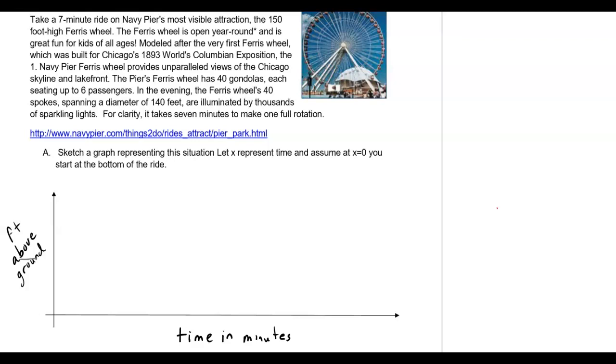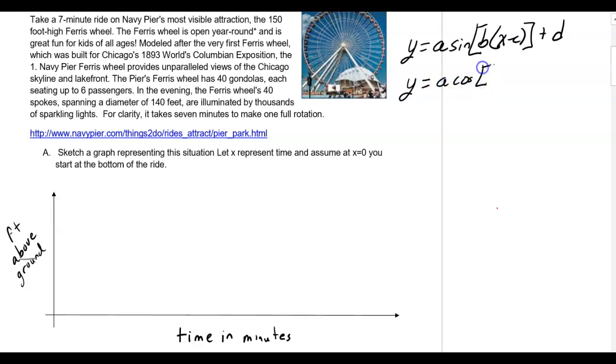Hello, honors pre-calculus students. Today's learning target is to write sine and cosine functions for various applications. So the first thing we need to do is remember the generic form of a cosine and sine graph. So it's y equals a sine b times (x minus c) plus d. This should look familiar from transformations. Or y equals a cosine b times (x minus c) plus d.